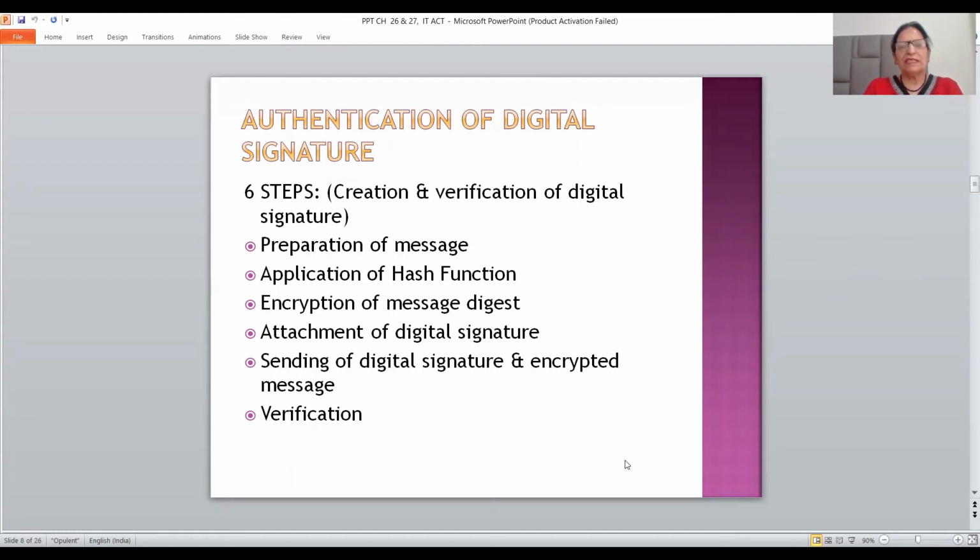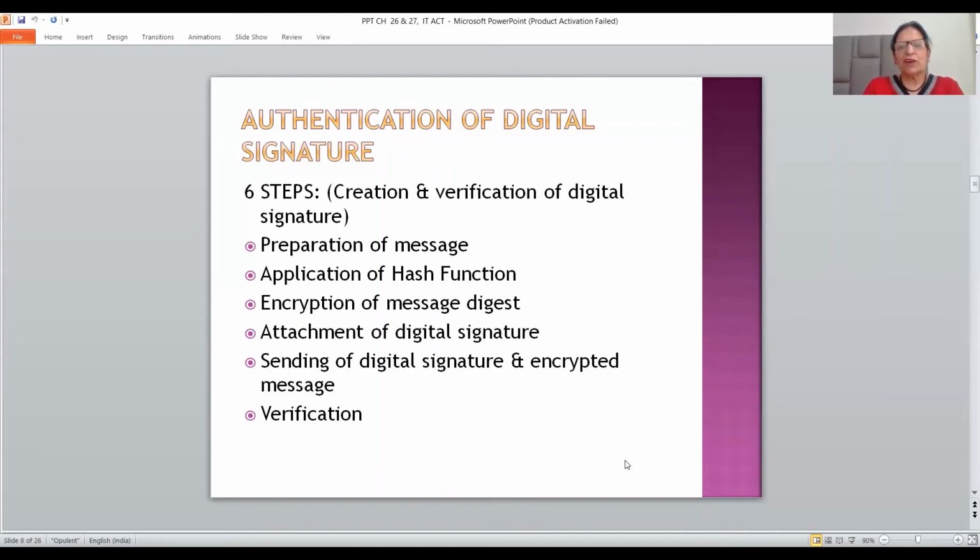He will have to select this message and then apply a hash function, which is nothing but the application of software. Software has to be applied, so plain text is converted into ciphertext, which is known as a message digest. And then the digital signature is attached with the message digest. So plain text and the encrypted text along with the digital signature appended are all sent to the recipient.